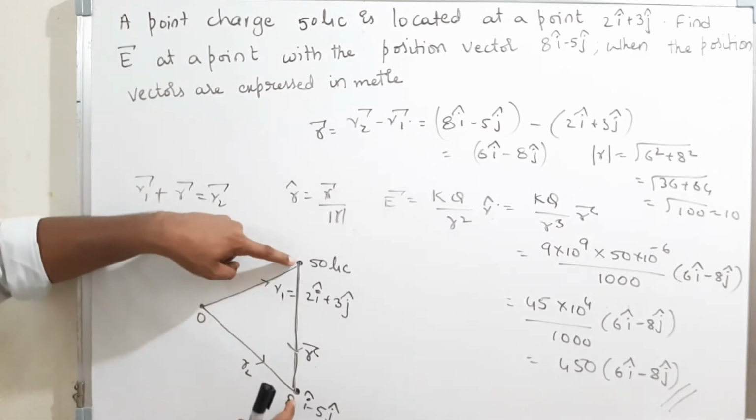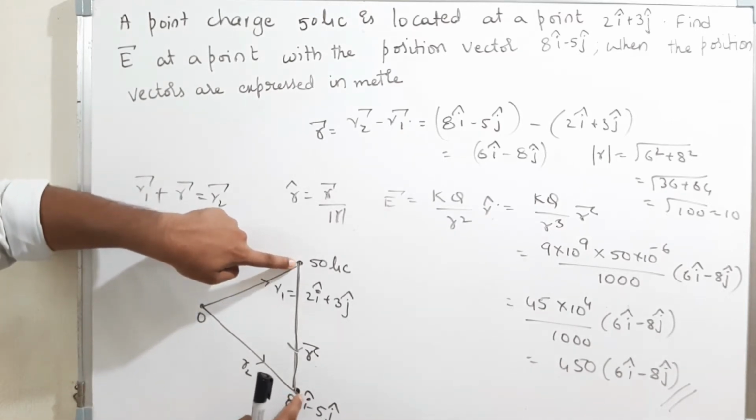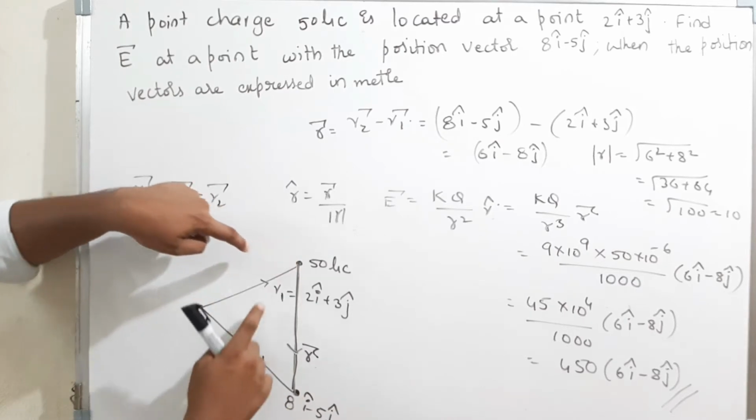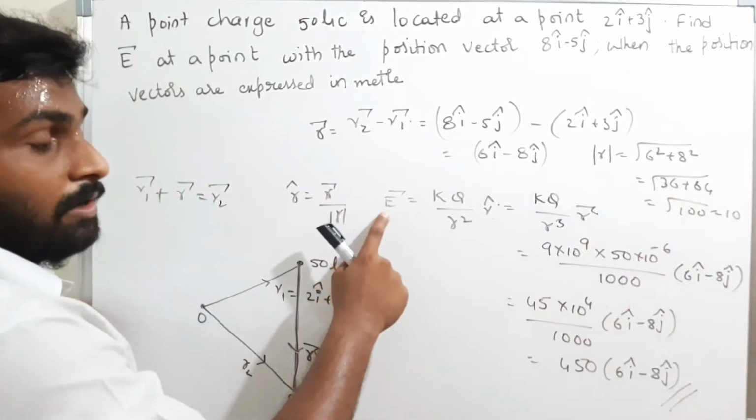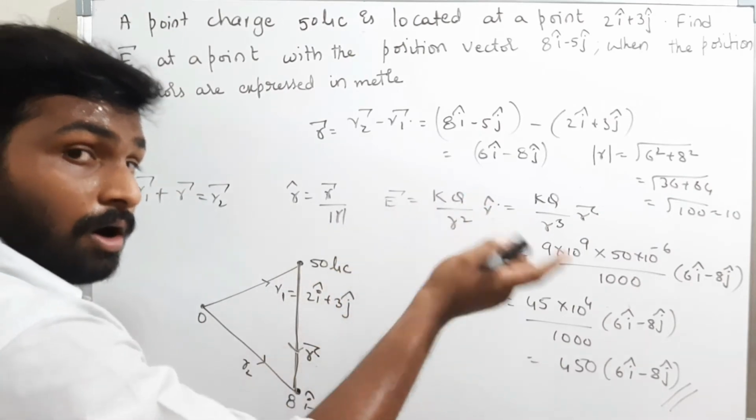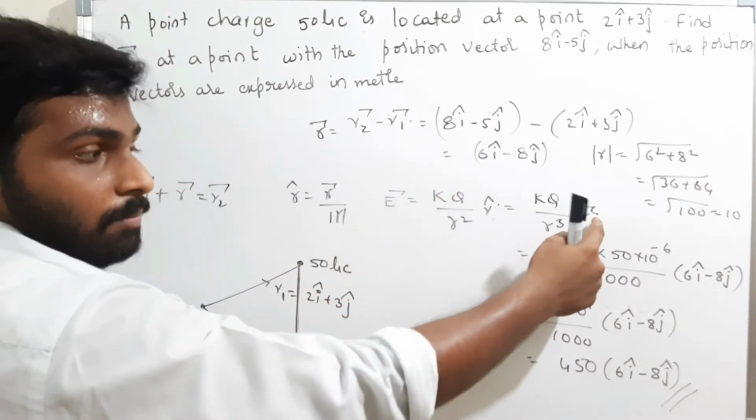First of all, I have to find the position vector. The position vector is nothing but R2 bar minus R1 bar. Now I got it. Mod R is nothing but 10. Now what is the electric field? KQ by R square into R cap, or KQ by R cube into R bar.